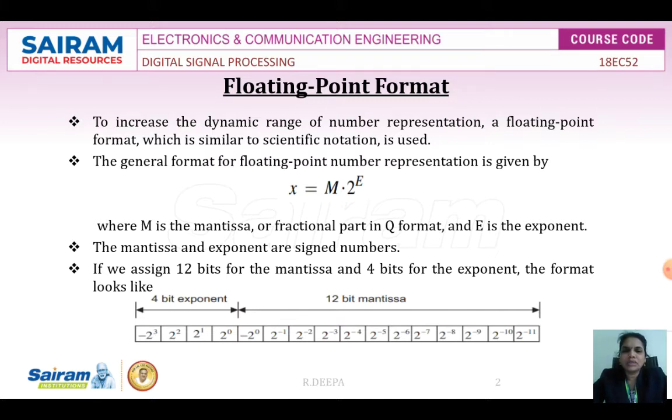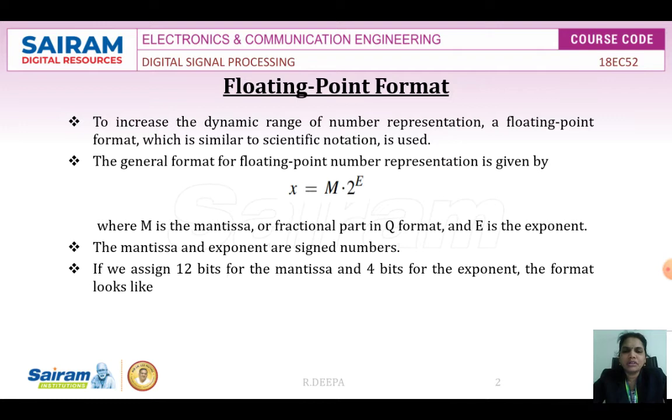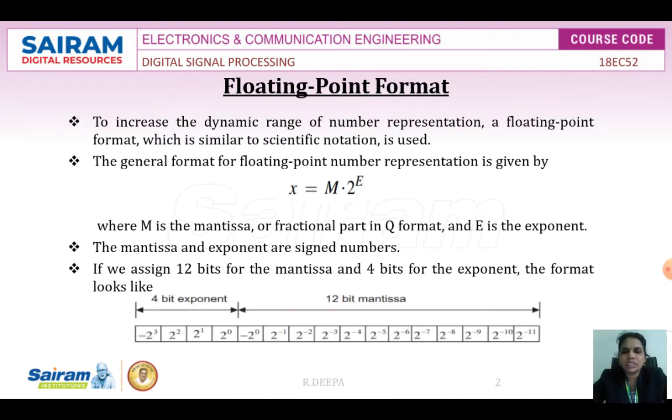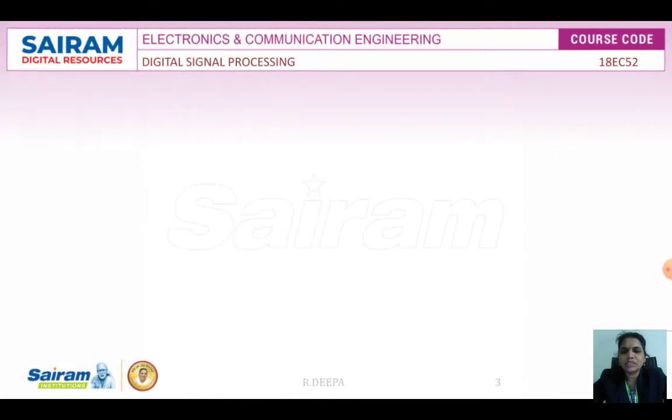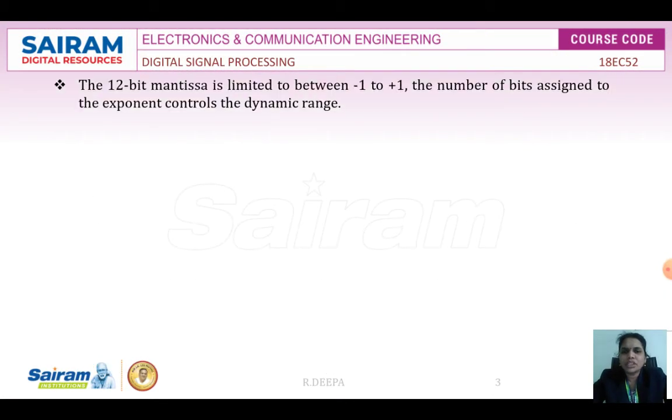that is 12 plus 4, giving 16 bits, where the mantissa bits are 2 power of 0 to 2 power of 11, and the exponent is expressed as 2 power of 0 to 2 power of minus 3. This 12-bit mantissa ranges from minus 1 to 1, and the number of bits we use is going to control the dynamic range.